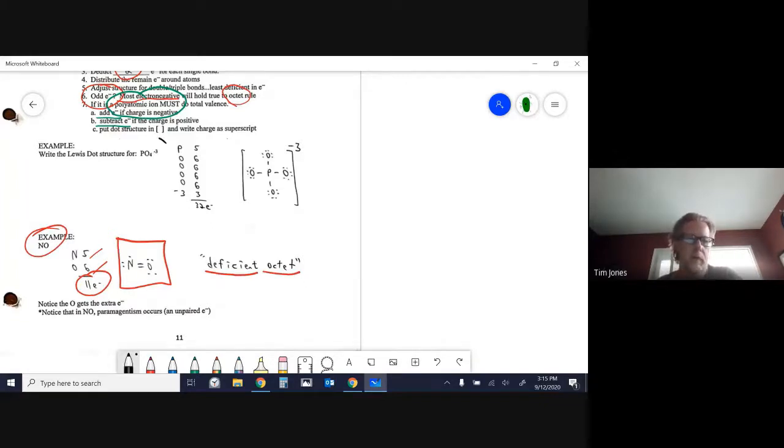So if we want to do phosphate, you see my list of atoms. I have phosphorus with 5, oxygen, oxygen, oxygen, oxygen, and then you must account for this extra charge of -3. So that's 3 more. So it gives you a total of 32. So start with phosphorus, make it symmetrical.